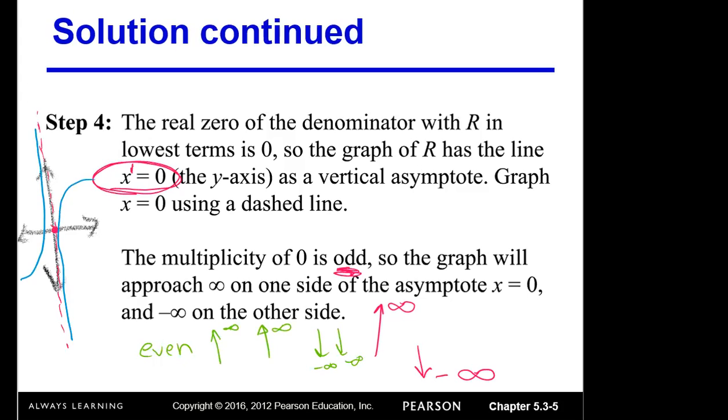It'll be approaching positive infinity on one side and negative infinity on the other. This one's going up, so it's approaching positive. This is going down, it approaches negative. Or it could be the other way around. It could be going downward on this side and going upward on that side. I don't know just yet. I just know for sure that it's doing one of those two things.